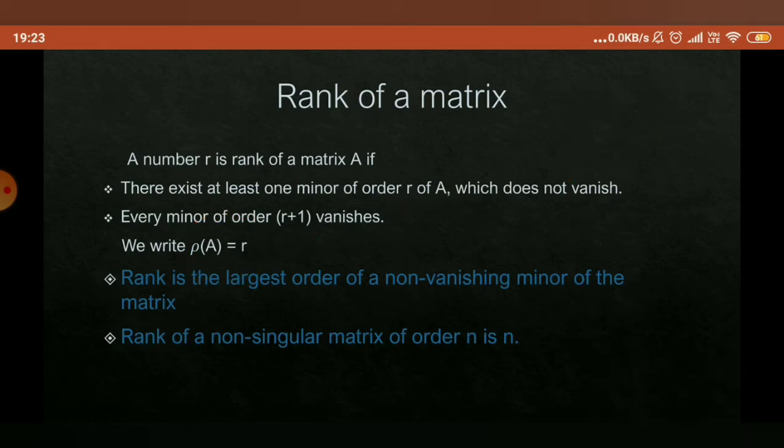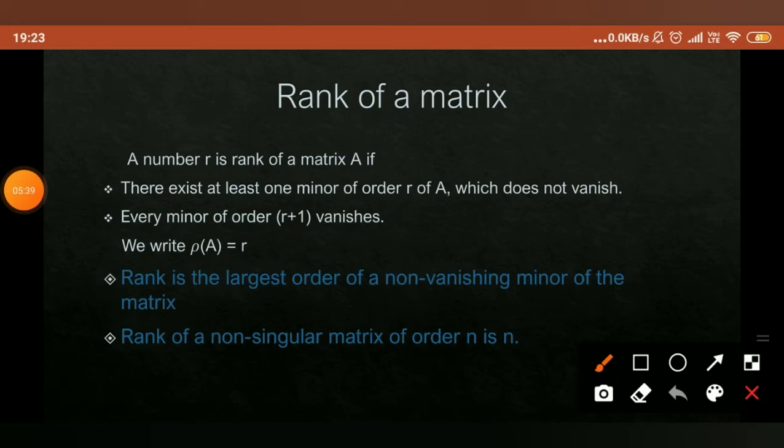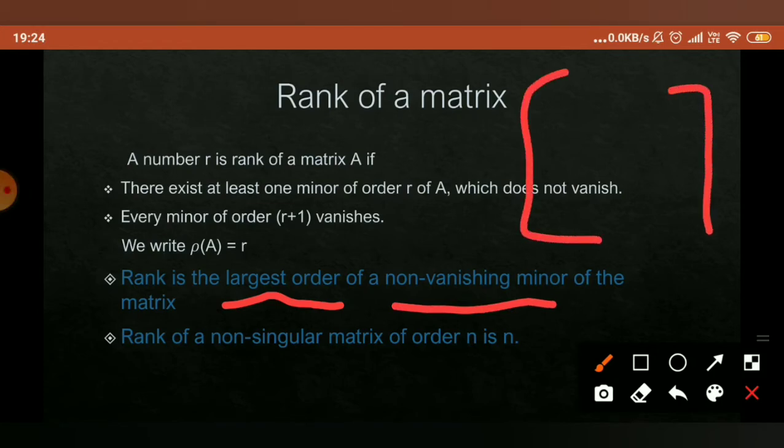Now the extract from this is, after going through these slides, we have come to know that rank is the largest order. Now this is the simple definition. This is the largest order of a non-vanishing minor. Right? From a matrix of any order, what you have to see is a minor which is of largest order and non-zero. So that order will be the rank of a matrix.